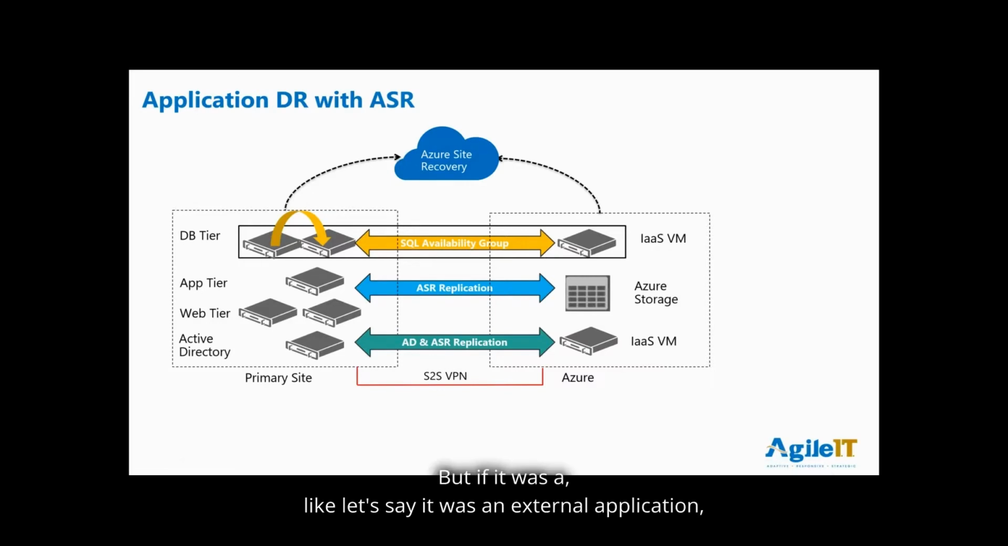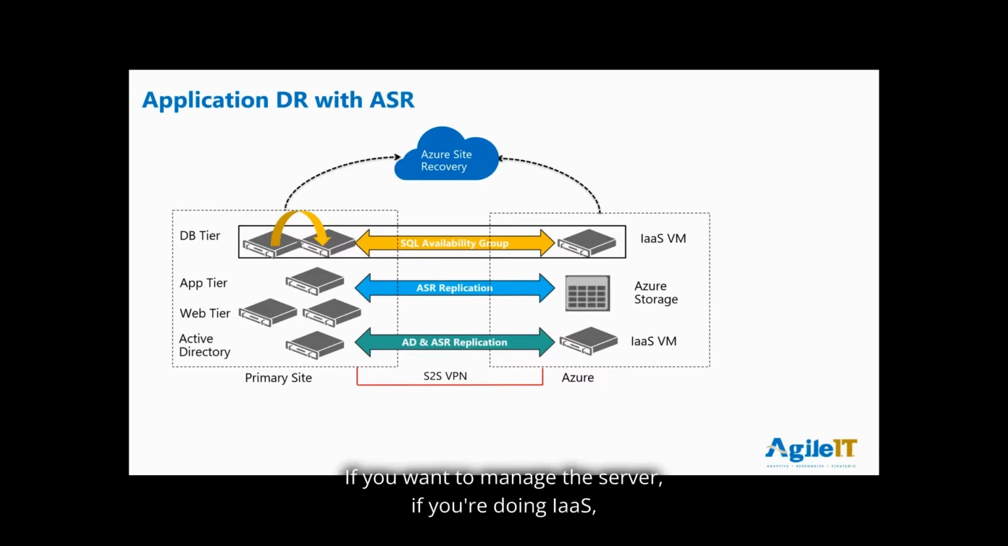But if it was, let's say, an external application, like a small web app server and a database box, and people only accessed it via public IP, would they still need a site-to-site VPN? For management, probably. If you're doing IaaS, you probably want to manage the server. You don't want to have the remote desktop ports open to the entire world. So I would see some benefit there.